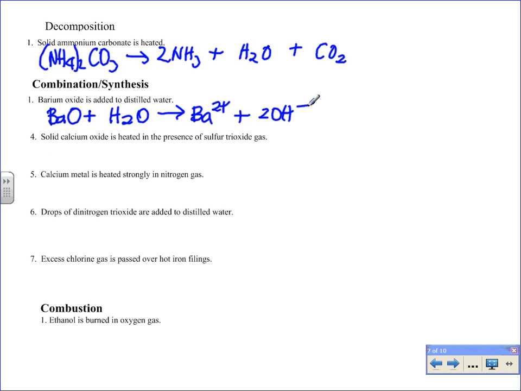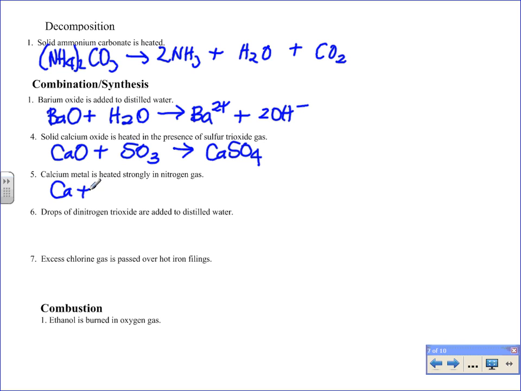Calcium oxide is heated in the presence of sulfur trioxide. So I've got SO3 and a metallic oxide. I think of this as essentially upgrading the SO3 to a sulfate, and this is going to make calcium sulfate. Calcium has a 2 plus charge, sulfate has a 2 minus charge. Now there's no indication of any water, so I don't need to consider the solubility and break this apart.